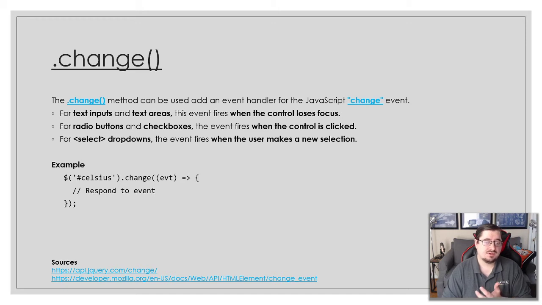Radio buttons and checkboxes, however, the events are fired immediately when you click it. If I click a checkbox, click a radio button, it'll fire the event that the state changed immediately. Also with select dropdowns, the event fires when the user makes a new selection. Now, what that means is the sequence of actions they've got to do to change that. There's kind of two pathways. So the first pathway is if they click on it. Remember, the dropdown will come down. It will then happen once they pick an item from the dropdown.